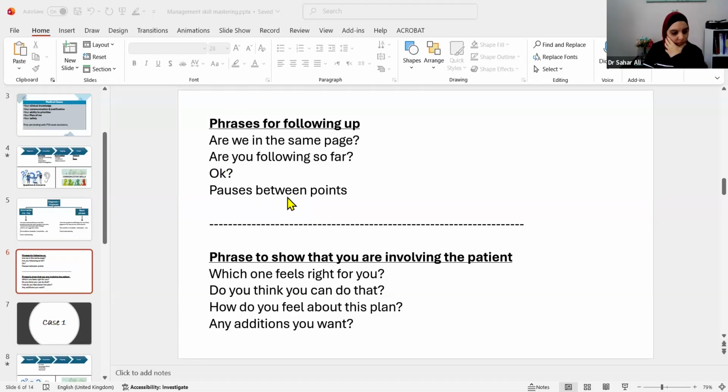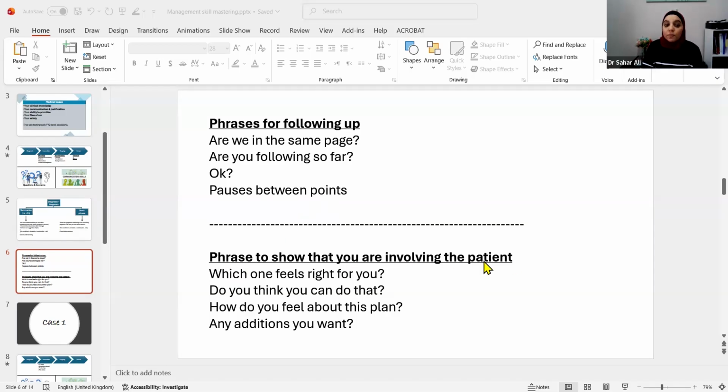Someone is going to ask me, well, doctor, should I use them all? If I don't use them and I just use pauses in between points, will I get less marks? No. If you are natural, if you give the patient time to absorb, if you are involving the patient, if you are sympathetic and empathetic, and just give pauses between the points, this should be more than enough. Okay? So, use the way that you are comfortable with, which comes natural from you.